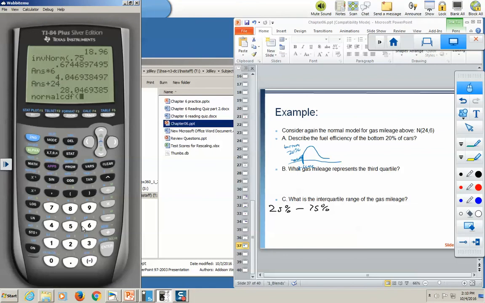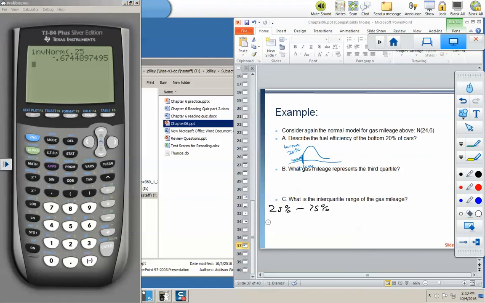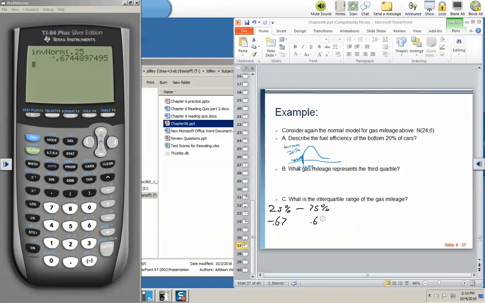negative 0.67. I can tell you that right now, and I'll tell you why I know that. Oh, I'm using the wrong command. 0.25. So yeah, negative 0.67. I just wanted to show you on the calculator. We found in the last example that this is 0.67. I know that this is going to be the opposite of this, because if you think about how a normal model works, if 25% over here is 0.67, it is symmetrical. So the 25% on this side will make it negative 0.67. So just a little tip to make it easier.